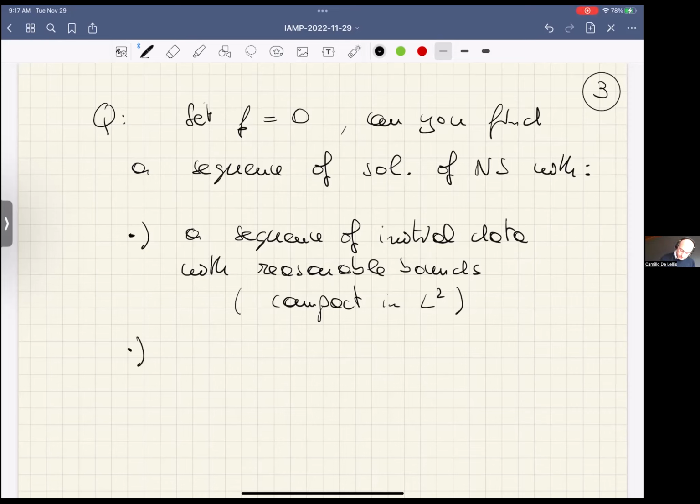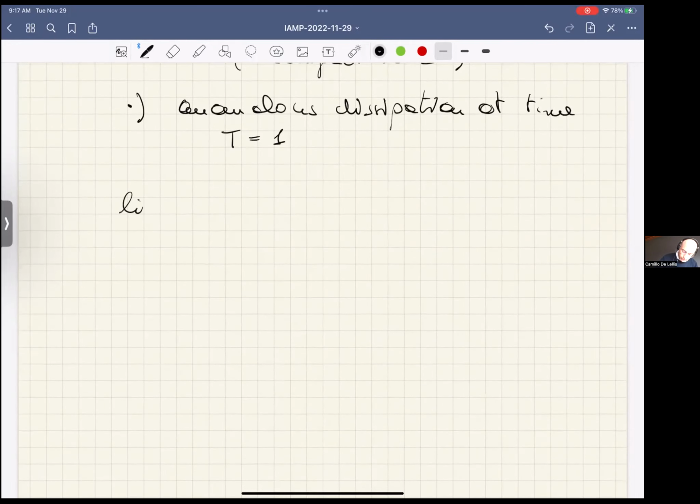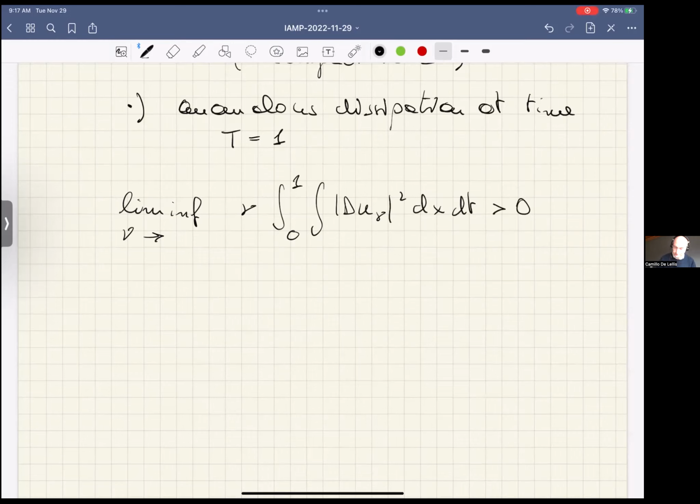And anomalous dissipation at some positive time t, say, let's say a time t equal 1. By anomalous dissipation at time t equal 1, I might simply understand the fact that the lim-inf of this quantity, in which I'm just going to integrate the total dissipation over the time interval that I've looked at, stays away from 0.